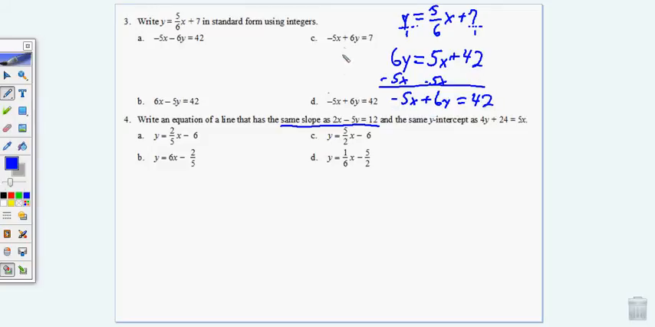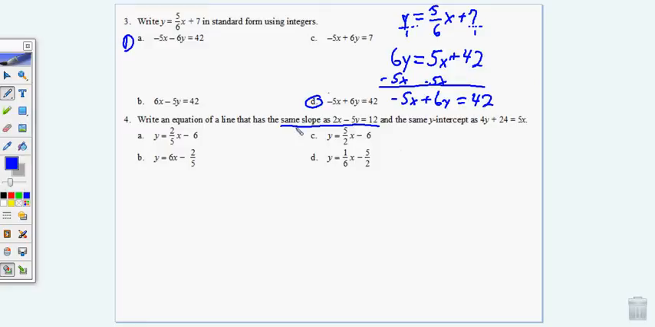So we just got to match up which one of these it matches with. A looks pretty close, but there's a negative 6y instead of a positive. And it looks like D would be the correct choice. They're all the same, so D is a good answer. Alright, so we just changed it from slope-intercept form down to standard form.